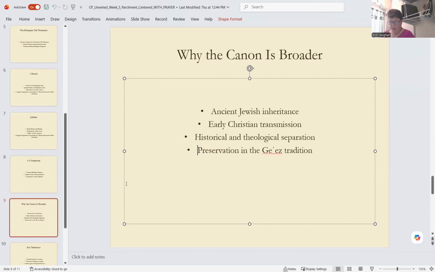So let's talk about why the Ethiopian canon would be so much broader. We talked about the Queen of Sheba and Solomon. Judaism in Ethiopia dates from the time of Solomon, so it has ancient roots. And so Enoch and Jubilees, as we talked about, Western Christians knew about them, but they did not have copies of them.